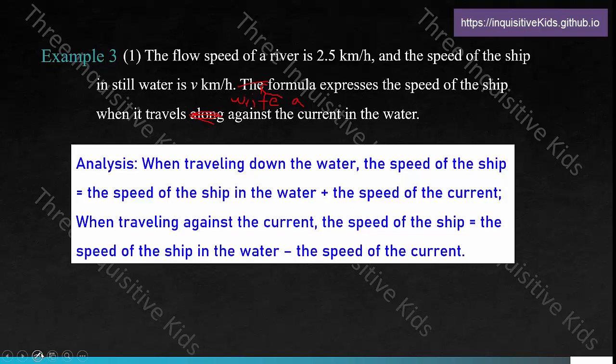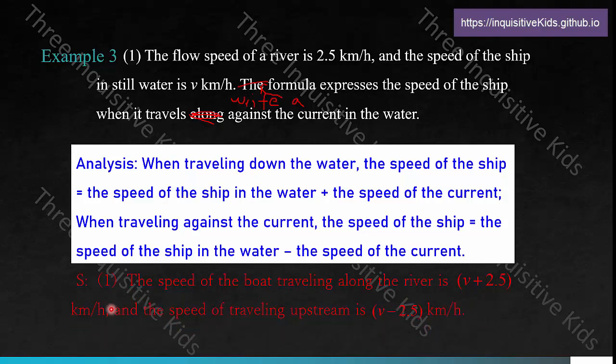So here's our analysis here. When it's traveling down the water, the speed of the ship is equal to the speed of the ship in still water plus the speed of the current. But when it's traveling against the current, the speed of the ship is equal to the speed of the ship in still water minus the speed of the current.